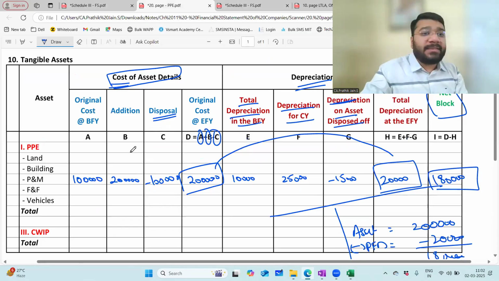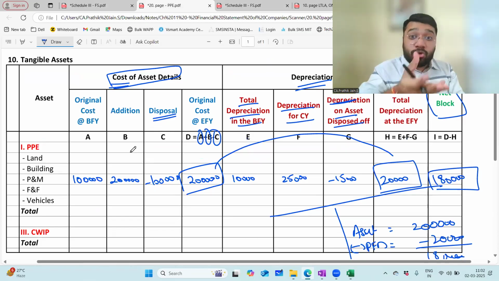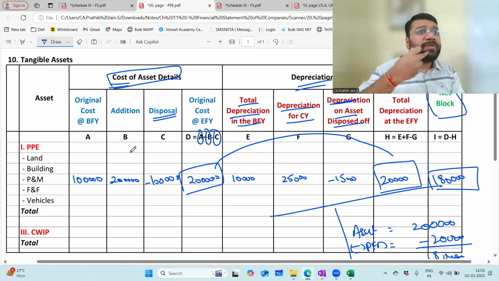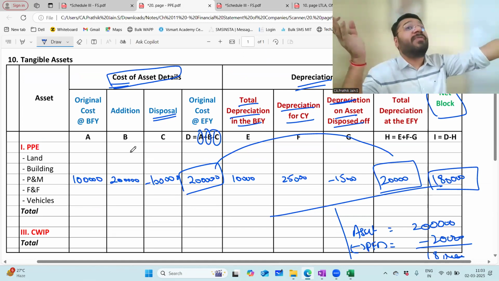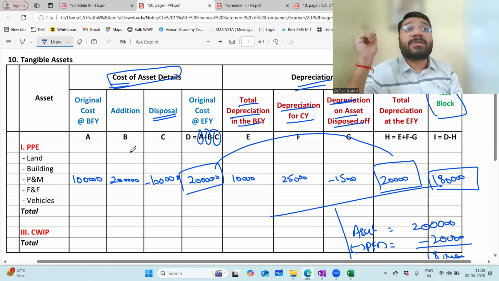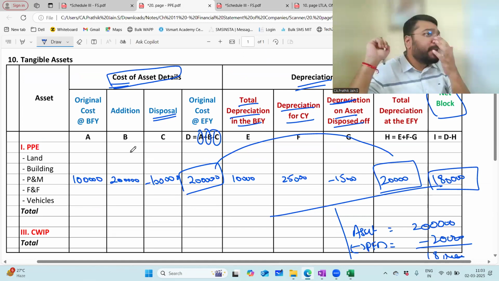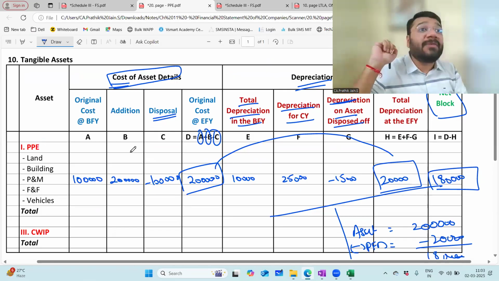I'll say, acha, this is the original asset. Oh, so much of assets purchased during the year. So much assets sold. Why they sold? Oh, this person is not having money. That's why they sold the asset, so they can make money out of it and use that money for the business purpose. So I can do some analysis out of it. And hence this information has to be openly given.